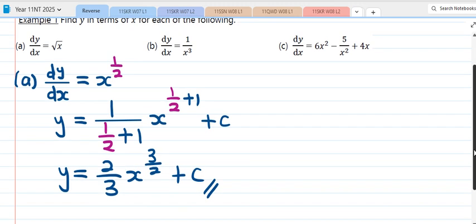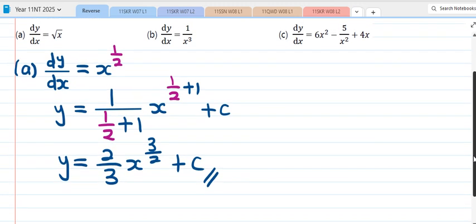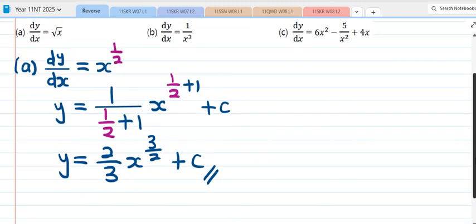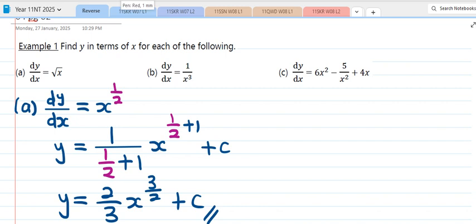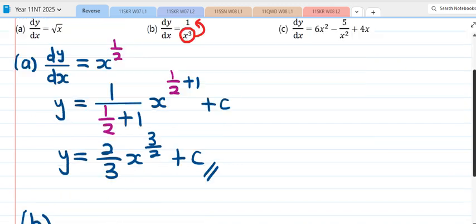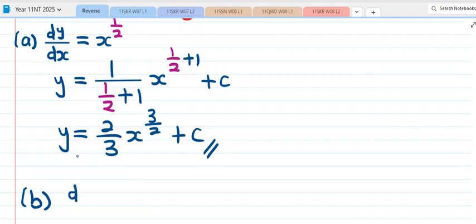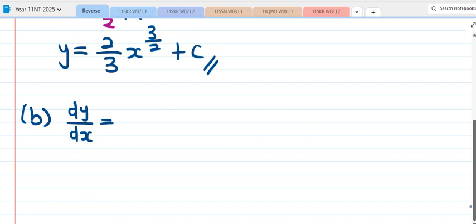The next example is when we have dy by dx equals 1 over x to the power of 3. So here, we can also change this x to the power of 3 because we cannot integrate this directly. So it has to be in the form of x to the power of n. So dy by dx is equal to x to the power of negative 3.